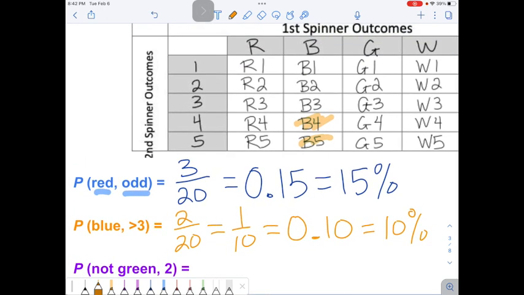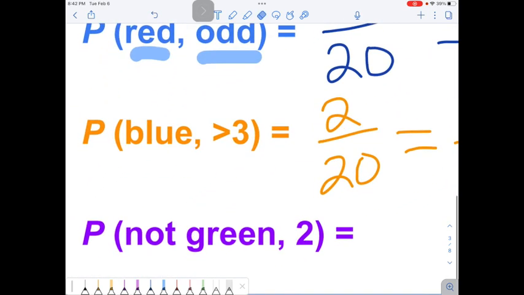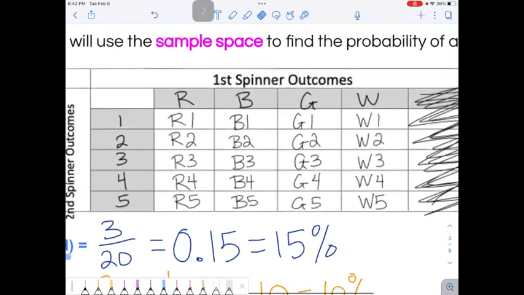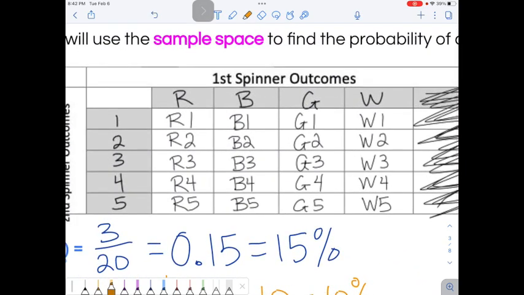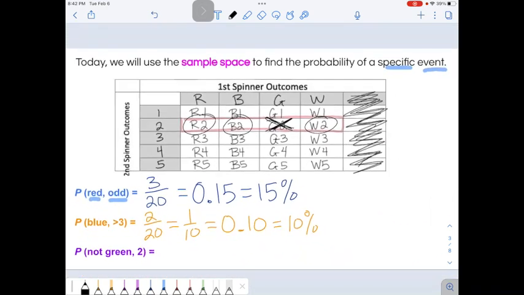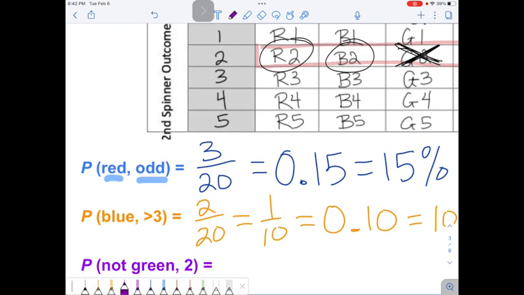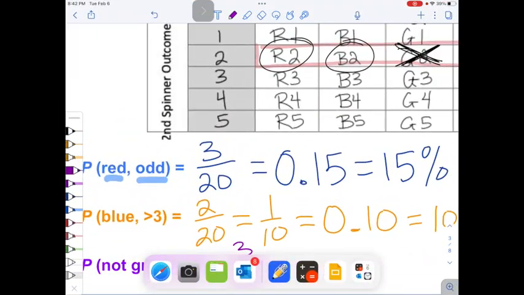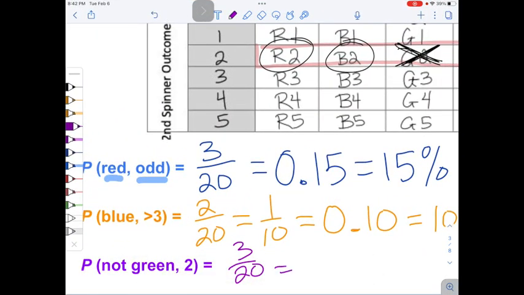And then for the last one, it says the probability of not green and 2. So this time I'm going to find the column that is 2. It has to have a 2 in it, but we do not include green. So I'm going to cross that one out. So it looks like there's 1, 2, 3 of them. So for this probability, it's 3 out of 20. Hey, that's the same as the first one. So 0.15 and 15%.